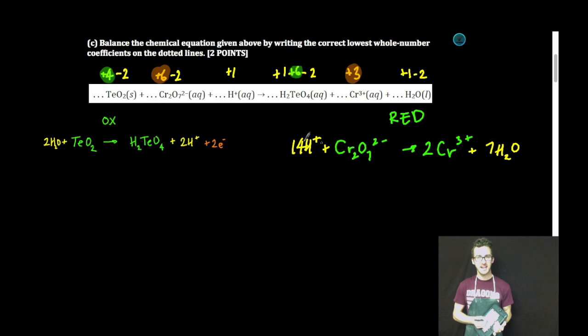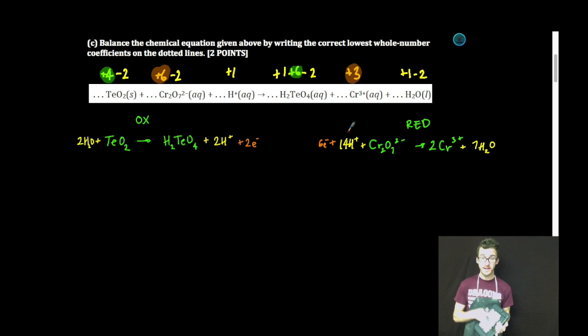On the reactant side, I've got 14 positive hydrogen, -2 coming from that dichromate ion. So my total charge over here is +12. On the product side, I've got 2 chromium ions and 7 neutral waters. So on the product side, my total charge is +6. In order to balance the charge, I'm going to add 6 electrons to the reactant side. And again, when you're balancing the reduction half reaction, you're going to be wanting to add those electrons to the reactant side, gaining electrons.